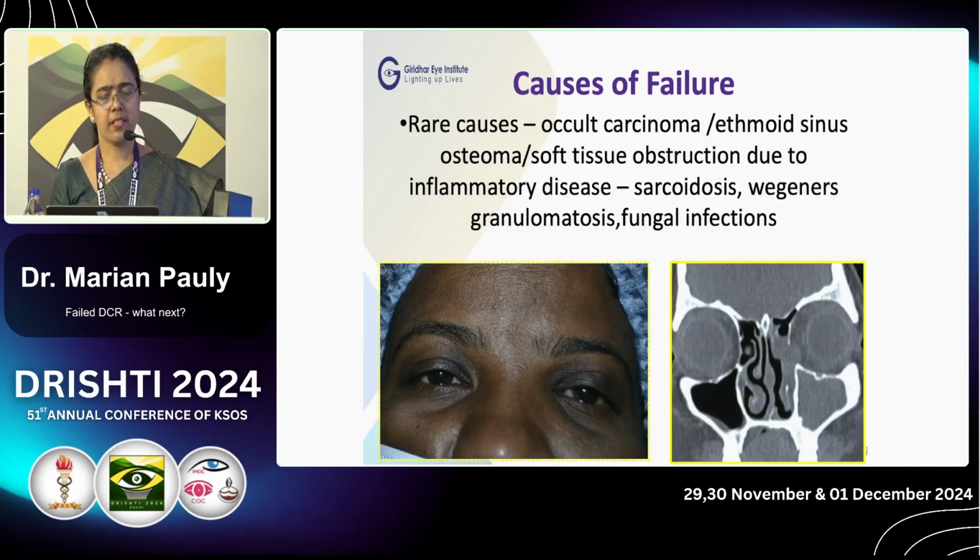Rare causes are some masquerades basically: occult carcinoma or ethmoid sinus osteoma, or soft tissue obstruction due to inflammatory diseases, sarcoid, vasculitis, fungal infections. In this, you can see the patient already underwent DCR. You can see the ostium is there, but lots of soft tissue is covering the ostium. And look at the sinus. She had fungal sinusitis. So this was a case of fungal granuloma.